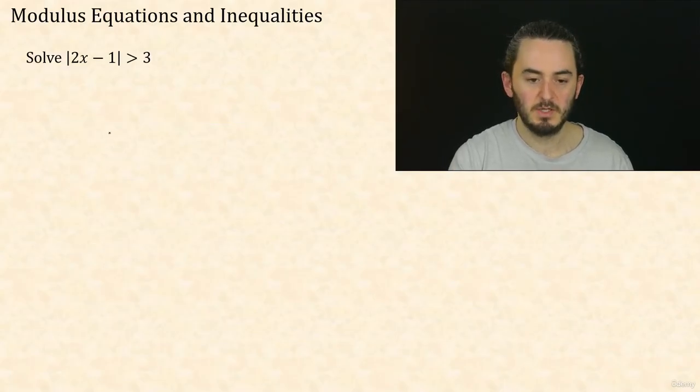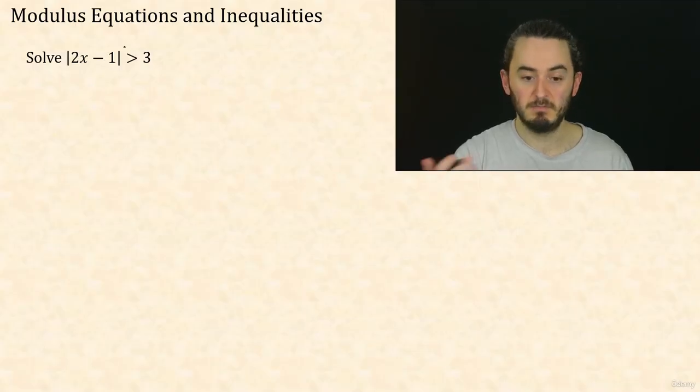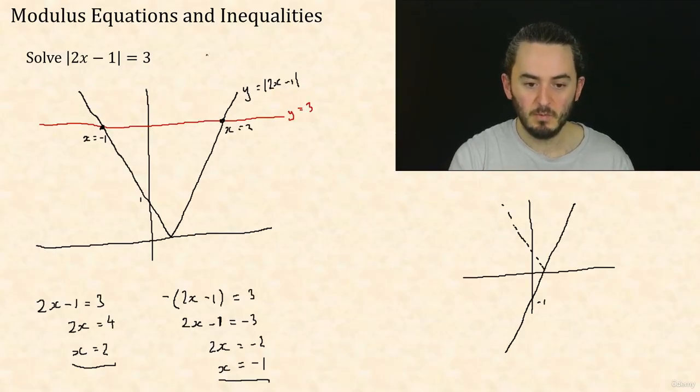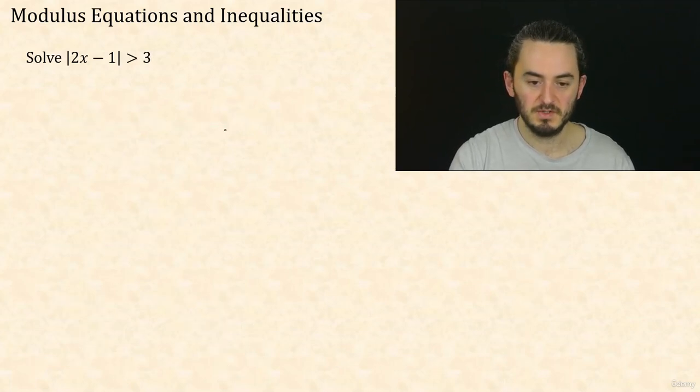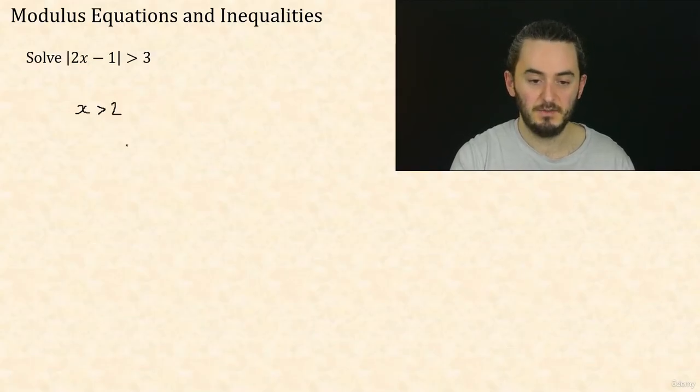Then you ask, when was the modulus graph greater than 3? That is, when was the modulus graph above my red y equals 3 line? It's above it over here and over here. This is the region beyond x equals 2, so that's when x is greater than 2. And this is the region to the left of x equals negative 1, so that's when x is less than negative 1.